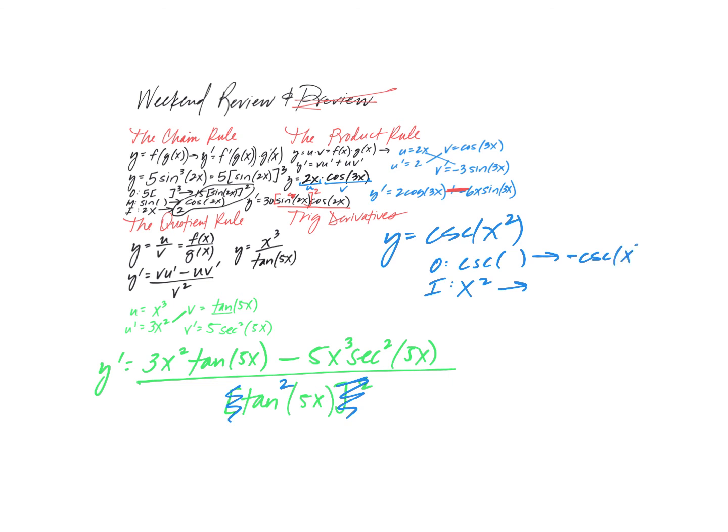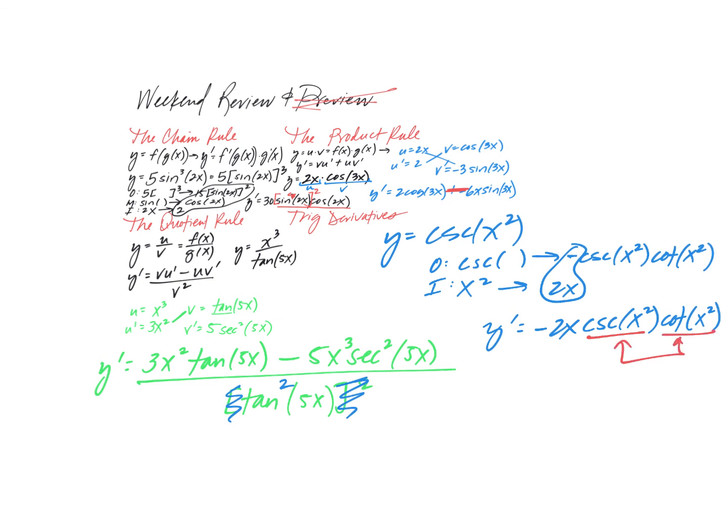Now, when we take the derivative, the inside stays the same on both. So notice I have negative cosecant x squared and cotangent of x squared. The derivative of x squared is 2x. So my final answer would be negative 2x, which I get by multiplying those two together, and the cosecant of x squared, cotangent of x squared. Also remembering that the order of the cosecant and the cotangent is interchangeable. These could be flip-flopped, and that would be 100% correct.